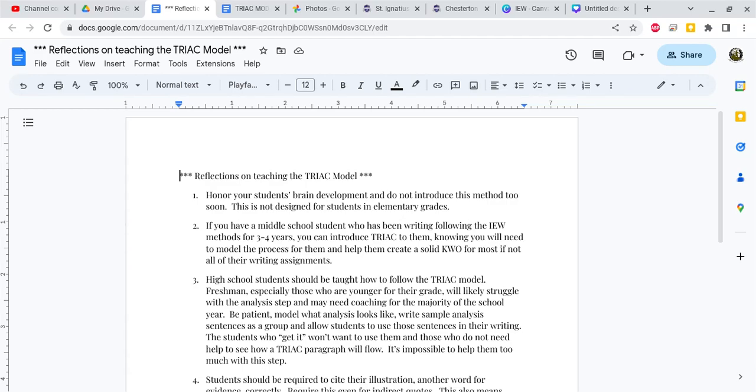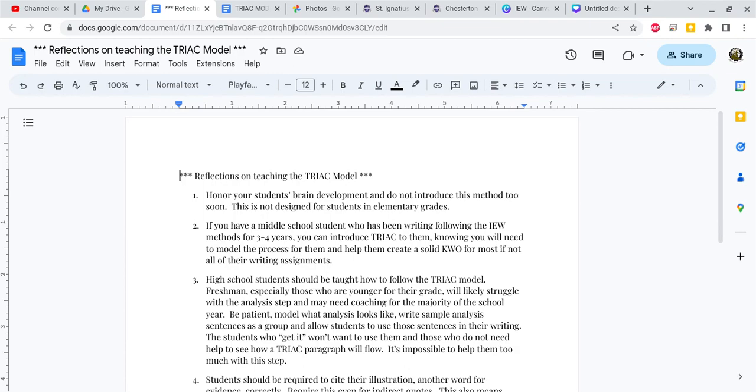Hello, Nancy here. I'd like to share with you a few thoughts about using the TRIAC model when you're teaching students how to write a paragraph. This is a model that's a part of the IUW system, but how do you know when your students are ready for this? I would recommend that you wait until students are in later middle school years or possibly not even until high school.